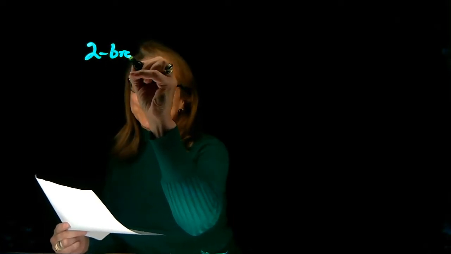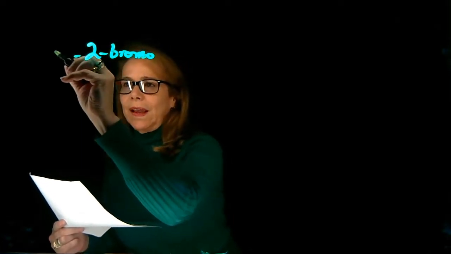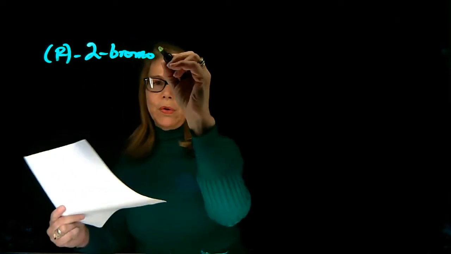We're going to do a problem about finding the composition of a mix of enantiomers. This was a question by a student. So I'm going to copy what is here on the question. And it says there is 2-bromobutane. I'm going to say R-2-bromobutane.